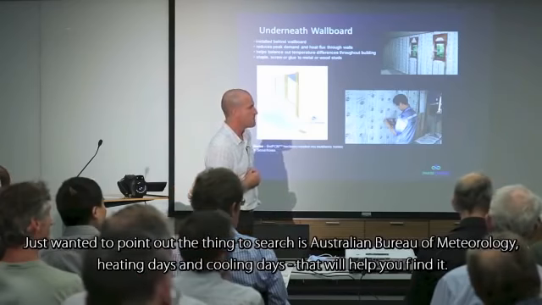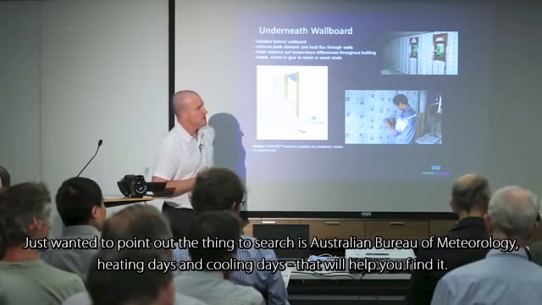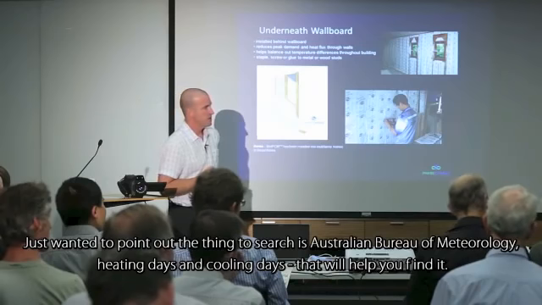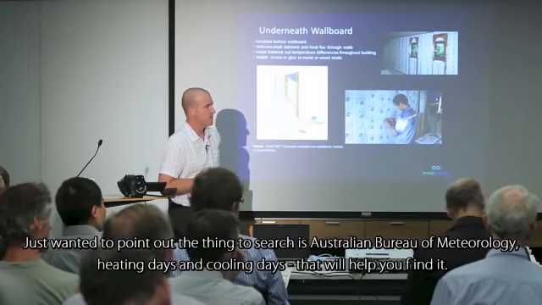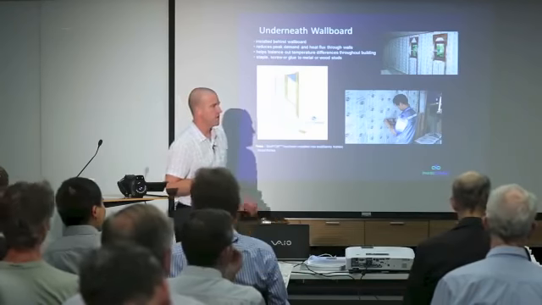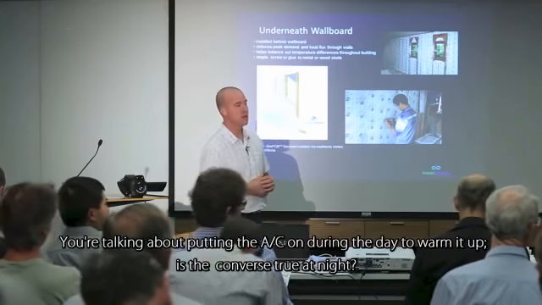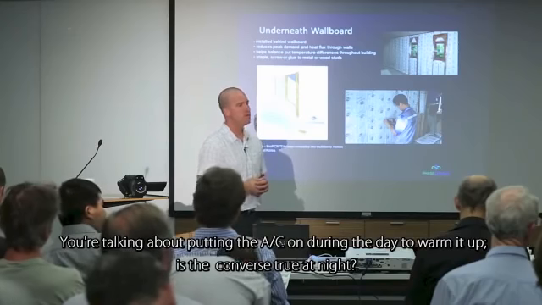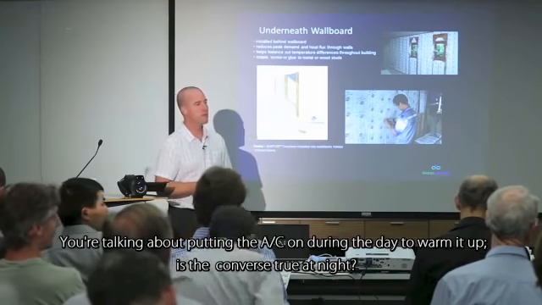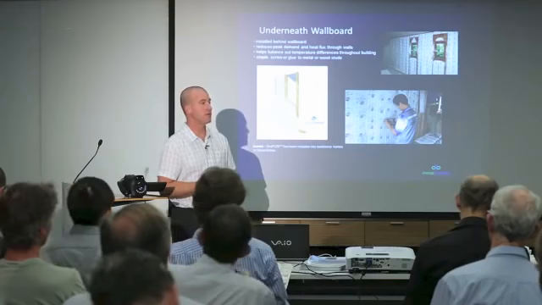The thing to search for on the Australian Bureau of Meteorology site is heating days and cooling days, and that will help you find it. Now, you talked about putting the air conditioner on in the winter in the day to warm it up. Yes, you can do that. And in summertime, you could use off-peak power at night. Exactly, you can pre-freeze the house.